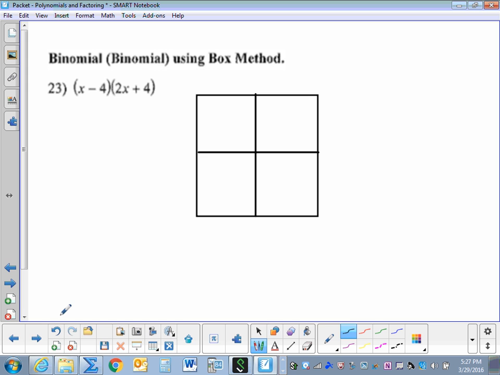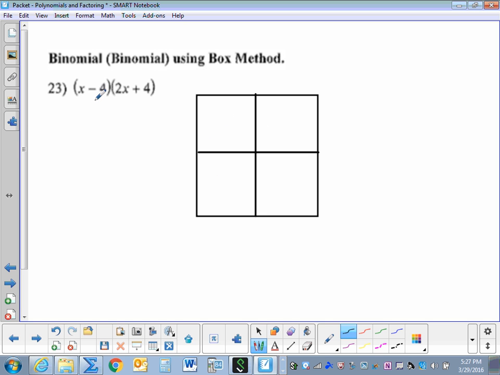And another method we can use is the box method. I think your textbook refers to this as a table, using a table. So here we have a binomial, and a binomial has two terms, and we have two binomials. So we're going to make a square or a box, and we're going to make it 2 by 2.